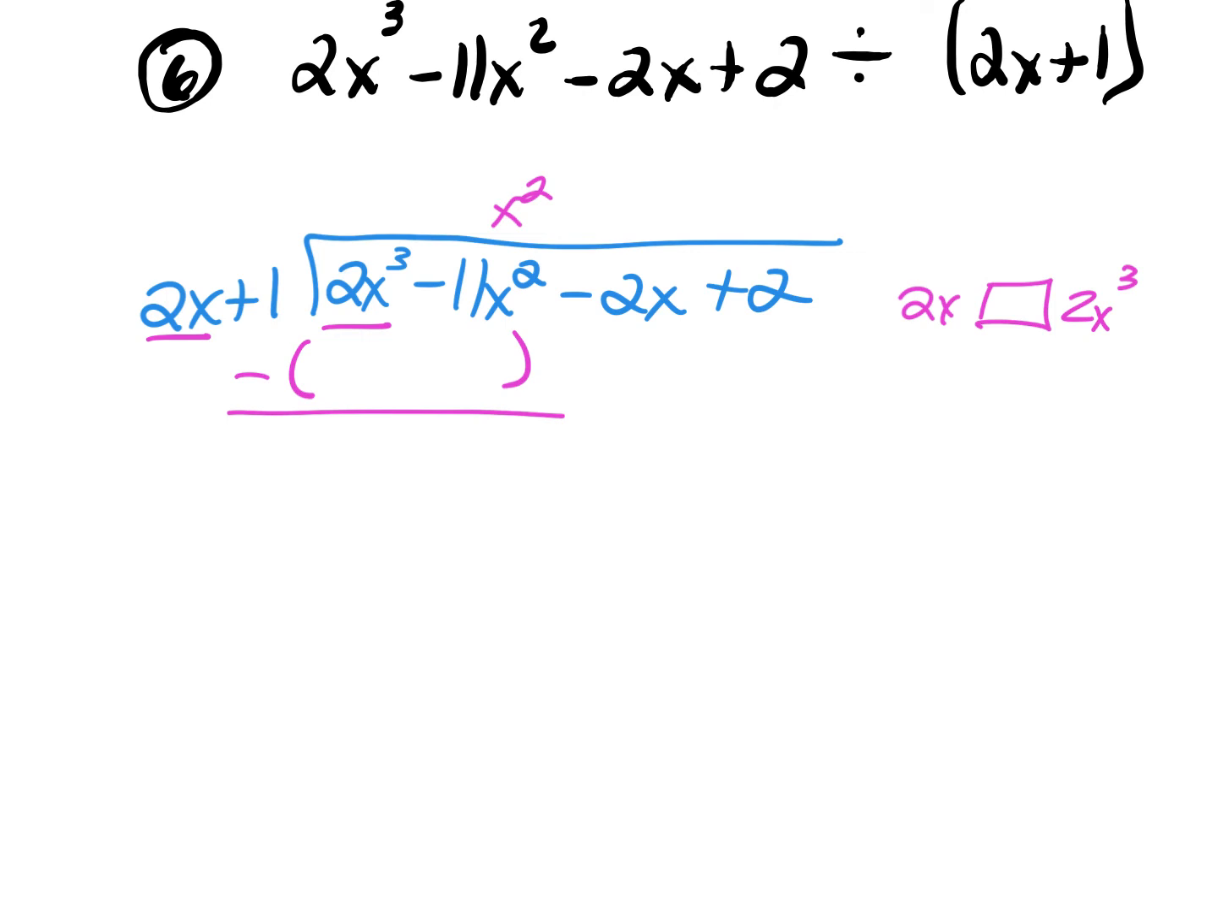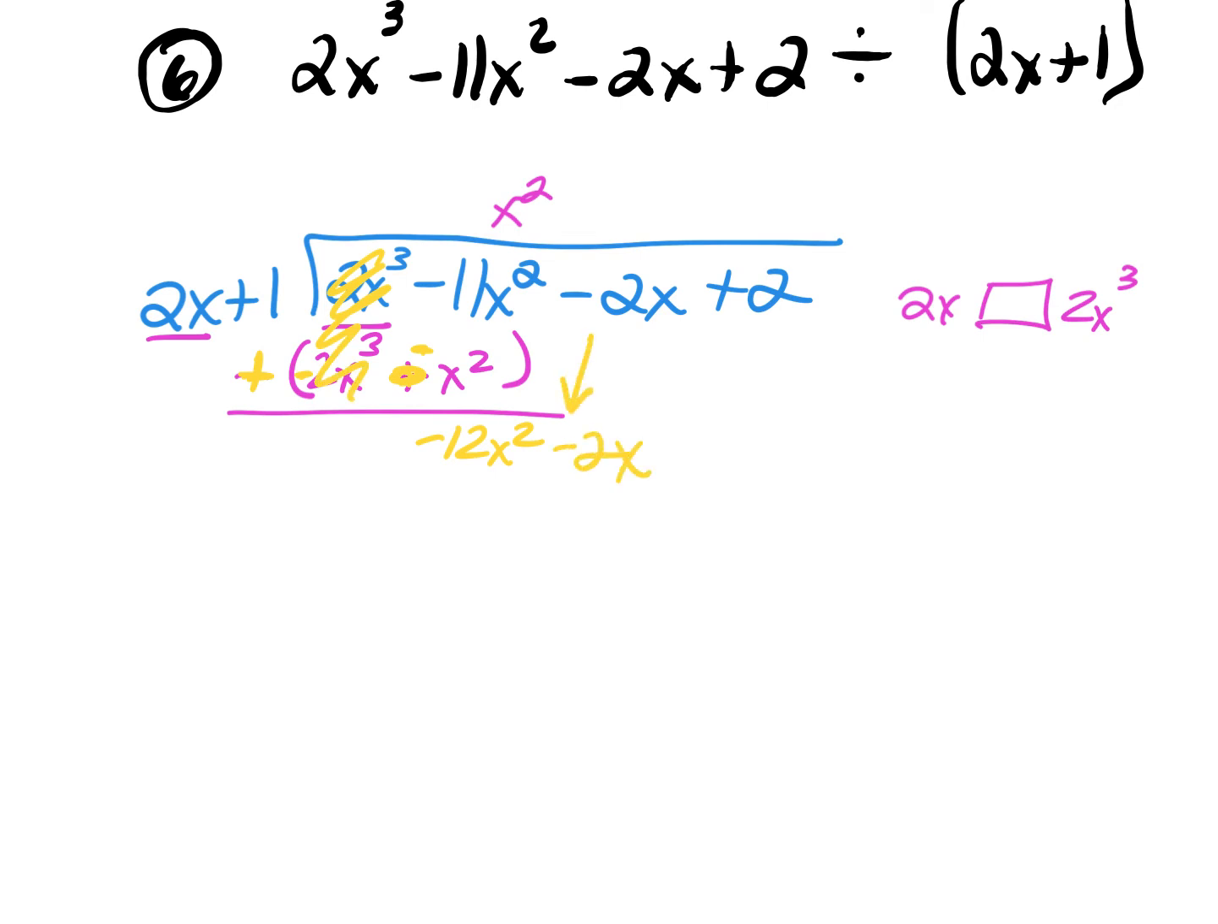So now let's multiply. What is x squared times 2x? 2x cubed, okay. And then what is x squared times 1? Plus x squared. Now, right now, before you subtract, what do I have to do with that negative sign? I have to distribute, so I'm going to change. So negative 11x squared minus 1x squared gives me negative 12x squared. And what happens with my x cubes? They cancel out.